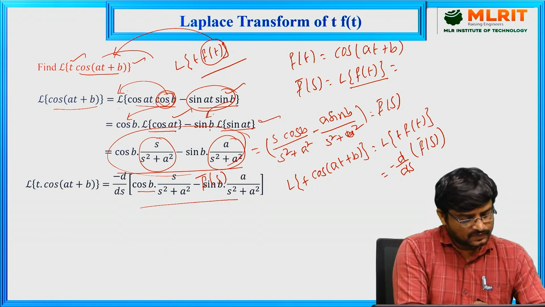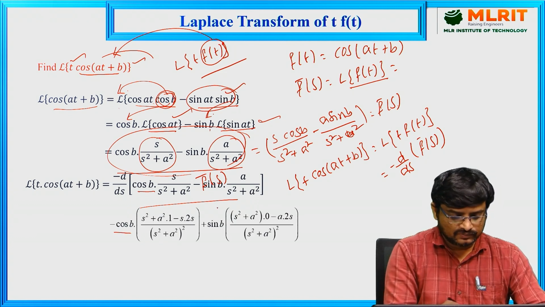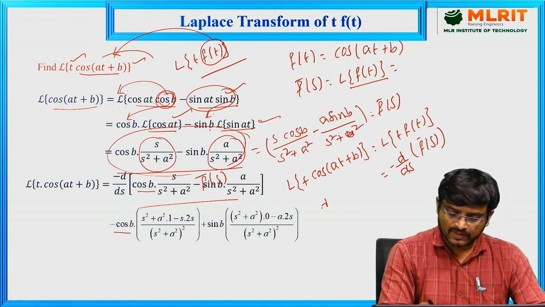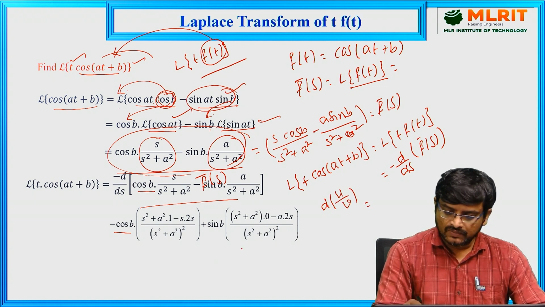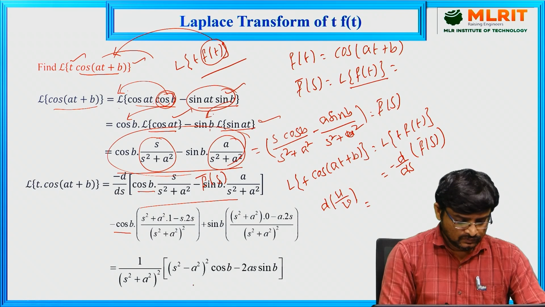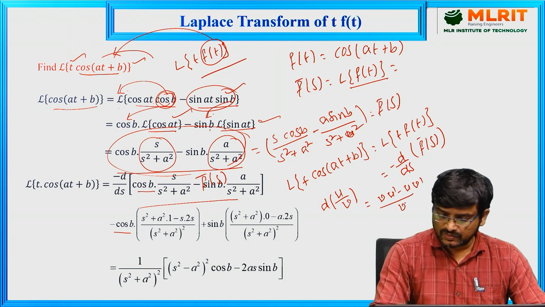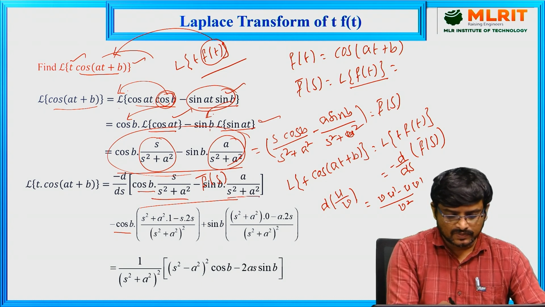So cos b, apply the derivative separately for each term. For the first term, s by s square plus a square, you apply the derivative of u by v formula, that is v into derivative of u minus u into derivative of v, by v square. Use that formula, v into u dash minus u into v dash by v square. Apply that formula and simplify this, in both terms.